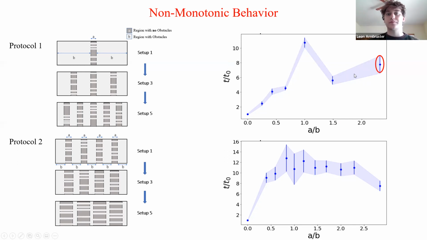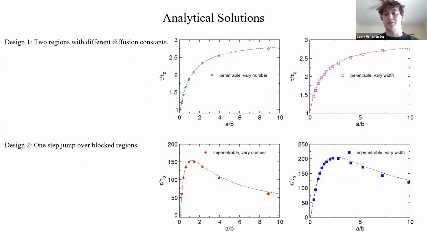And this leads me to some of the analytical solutions our collaborators did for us. On the top here, you can see design 1, our wooden pegs. On the bottom is design 2. On the left is the varying number, so again protocol 1, where we just increase the number of obstacles. And on the right, you can see the varying width, so having constant obstacles but changing the width of them.